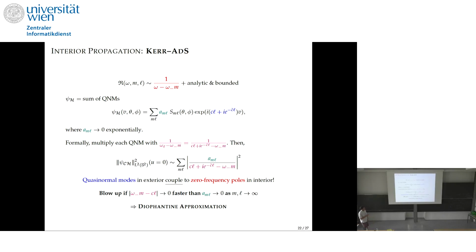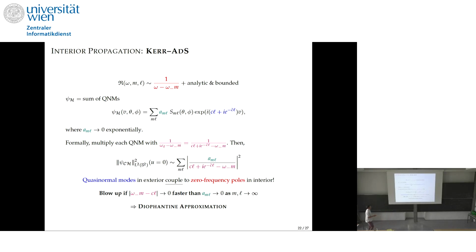We now formally multiply each quasi-normal mode exactly by 1 over this pole, and for omega, we again plug in the quasi-normal mode frequencies we get from the exterior. Then, because you also have this minus m, you have this denominator. Then you have A_ML decaying exponentially, but this denominator can in principle be small. Let's say this decays exponentially, so forget about this. So there you have c times l minus omega minus times m. And in fact, m and l are both integer valued. So in principle, this can be very small.